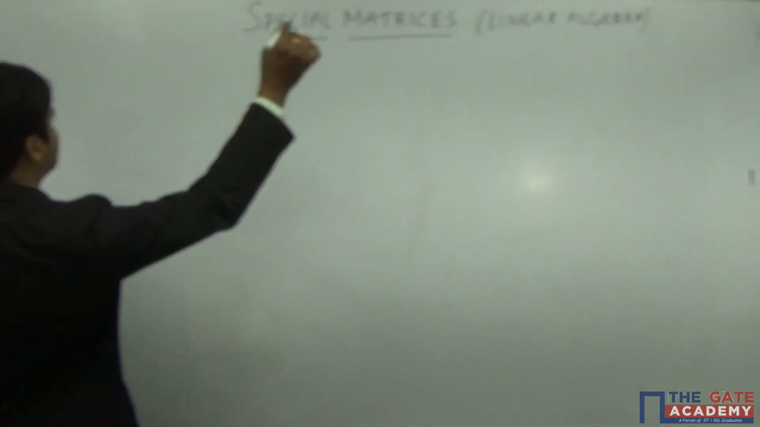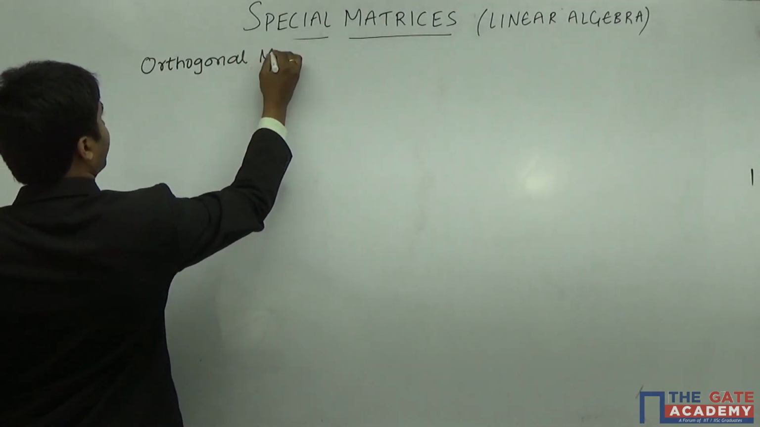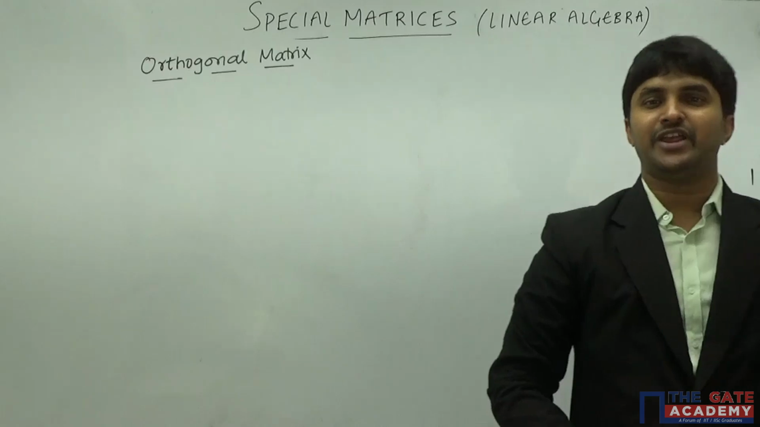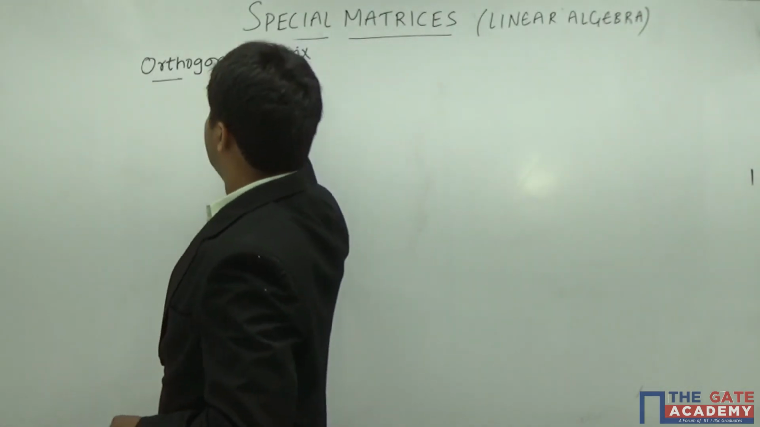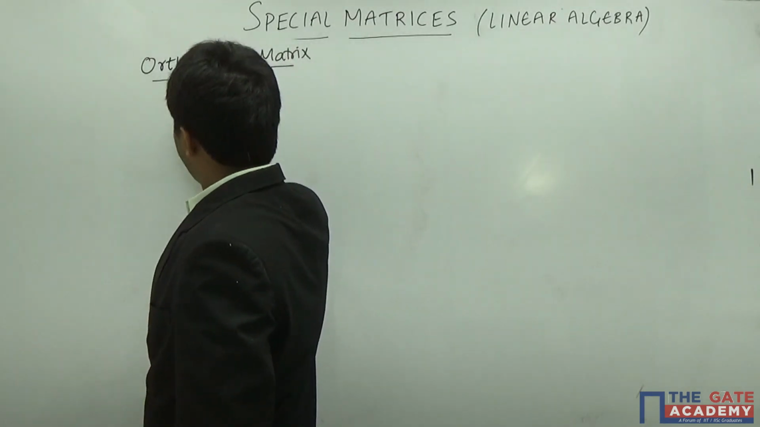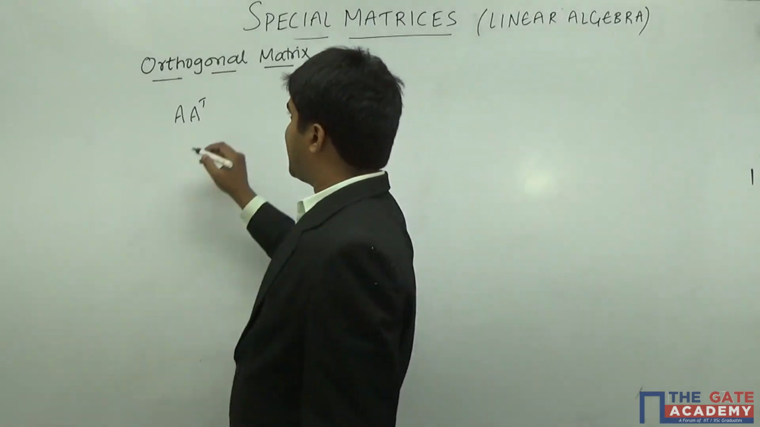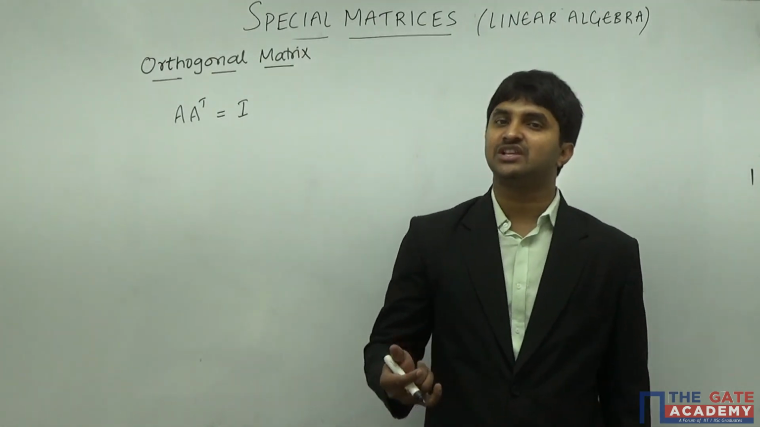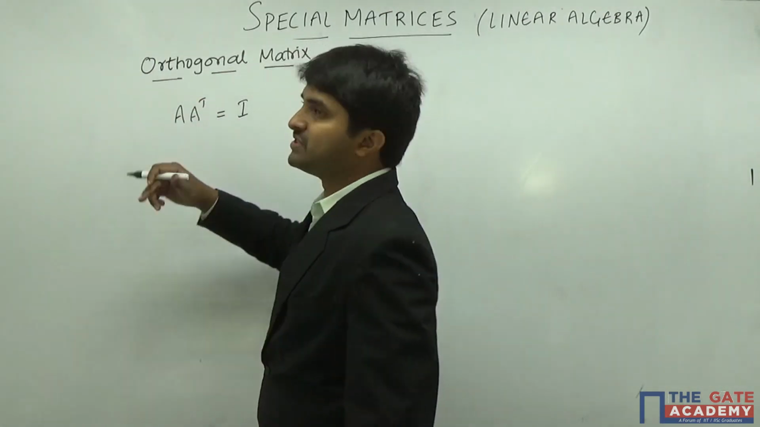So students, now we are going to learn about another special matrix which is very important for the examination, the orthogonal matrix. Now what is an orthogonal matrix? The condition for a matrix to satisfy orthogonality is that whenever you multiply a matrix with its transpose, it has to result in an identity matrix.